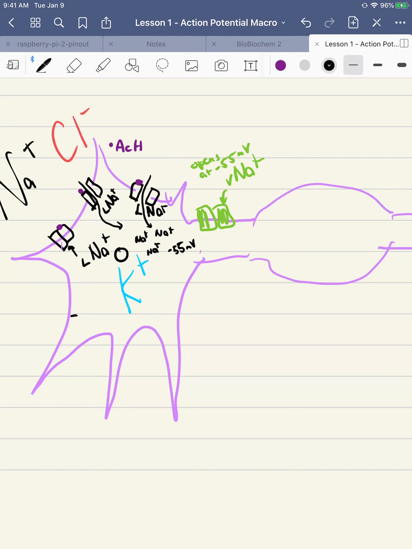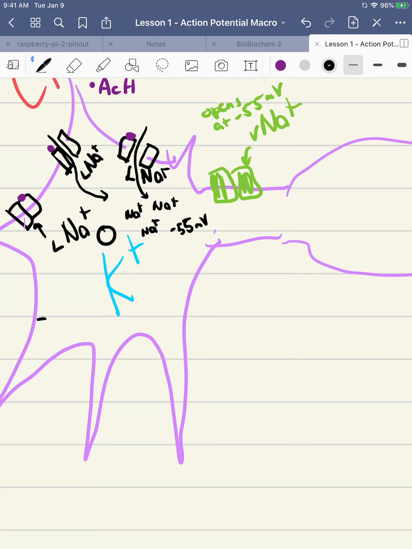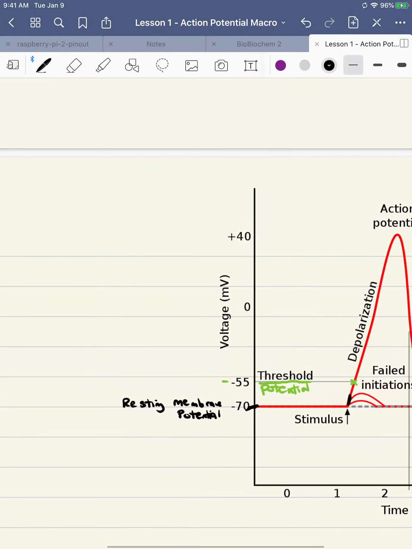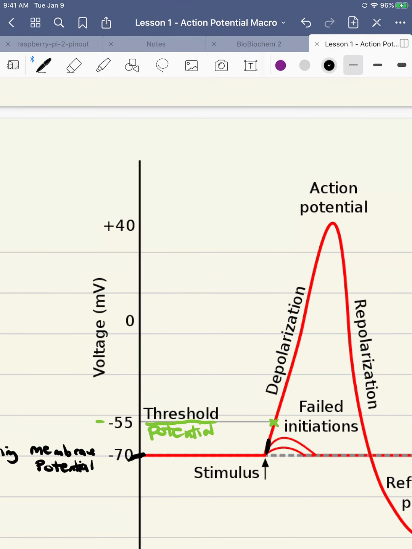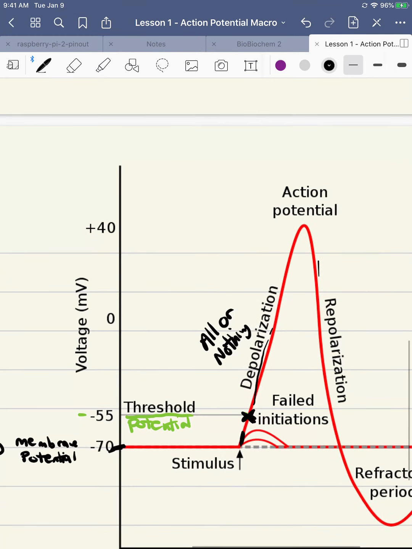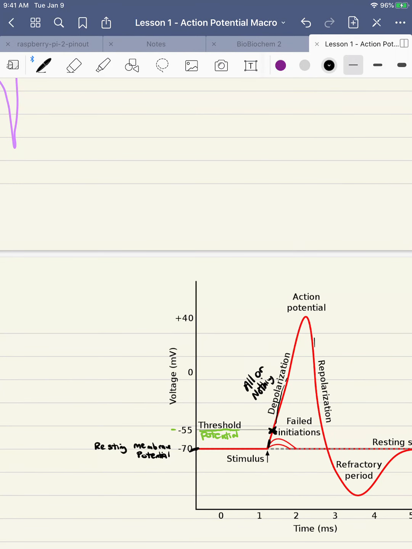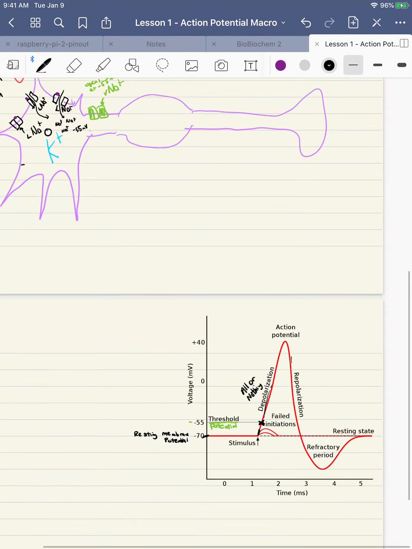And eventually, this voltage-gated sodium channel will reach negative 55 millivolts, at which we do have the initiation of the action potential. Once it hits threshold, the action potential will occur. That's what we call an all or nothing. So in other words, the minute we hit negative 55 millivolts, there's no going back. We're going to trigger that action potential. And we're going to have a separate video that talks about how that action potential specifically works.